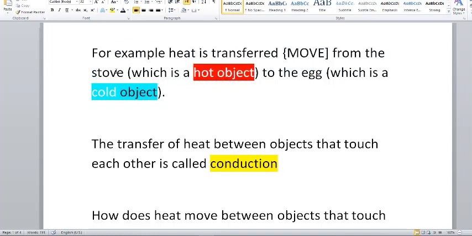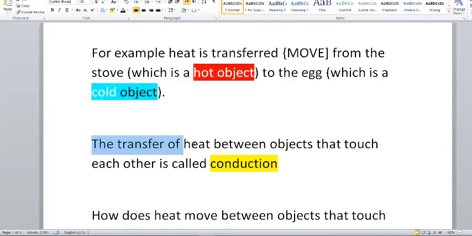Like from the stove to the egg, that's how heat moves from the hot to the cold, from the red to the blue, from the red object to the blue object. That means from the hot object to the cold object. This way the heat moves.